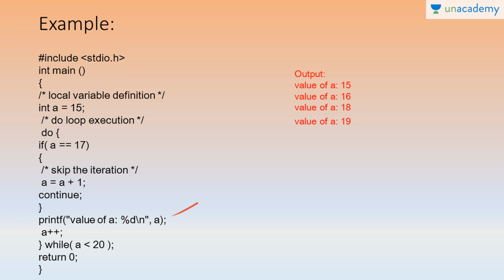So now first our int a is equal to 15. So check if a is equal to 17. No, so we skip this part. Just print the value of a, 15, then increment. Now it is 16. If a is equal to 17, no. So just print the value of a, then increment it. Now come again here. If a is equal to 17, yes, a is equal to 17. So just increment it. So now a is 18.